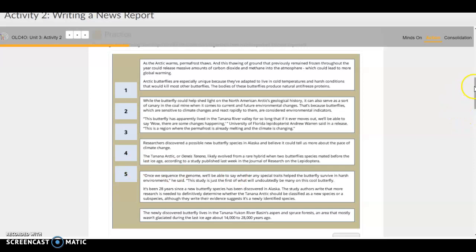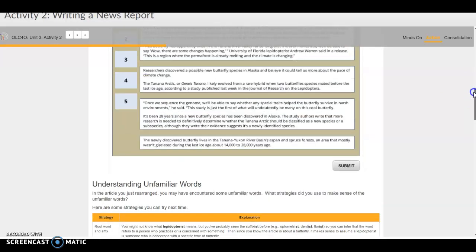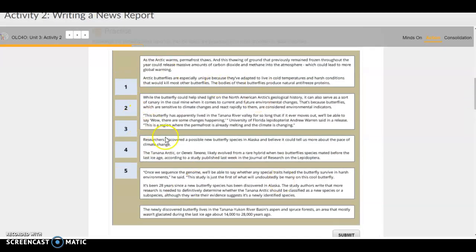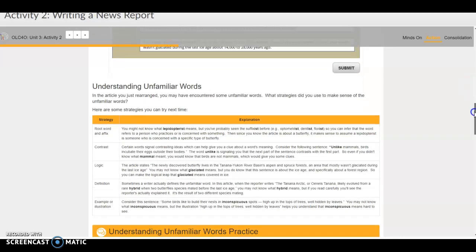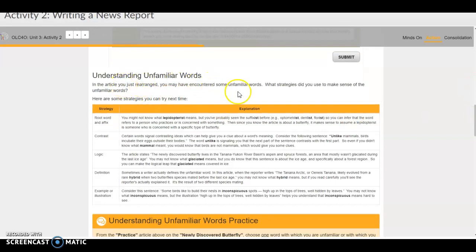All right. With that said, we're going to look a little deeper at this paragraph here on a new butterfly species. We're going to talk about how to understand unfamiliar words. A lot of times when you're reading a news report, you might come across a word that you don't understand. So how can you figure that word out? Well, there's 5 different strategies that they're going to present here on how you can figure out a word's meaning when you're not sure. So I'd like you to run through these 5 different strategies.